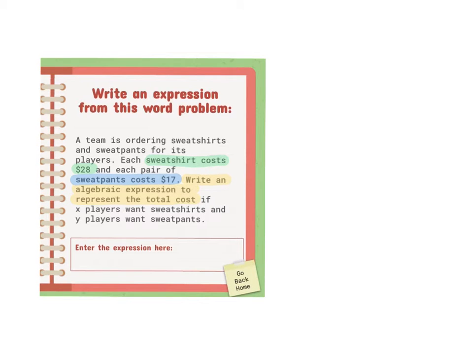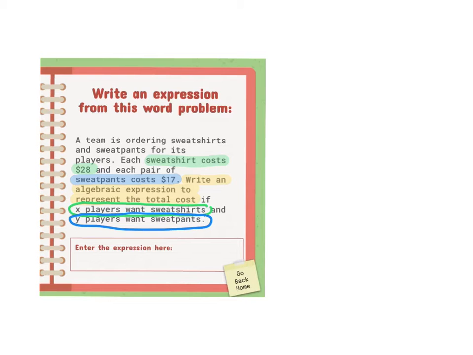The next thing we know is that there are X amount of people wanting sweatshirts, and there are Y amount of people wanting sweatpants. In fact, let me make this green. There are X amount of players wanting sweatshirts, and there are Y amount of people wanting sweatpants. Okay, so there's a lot of information here. So let's go ahead and organize this.